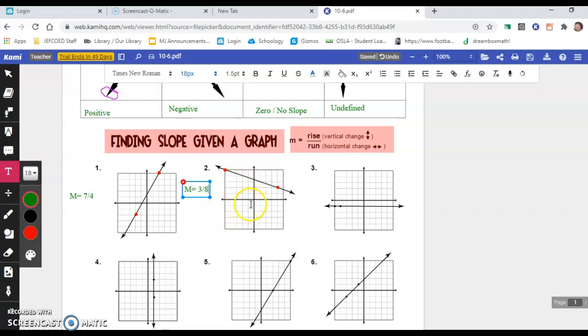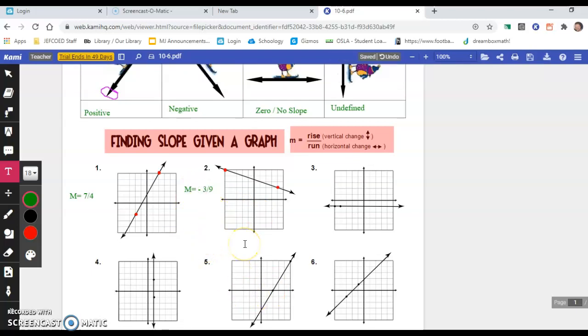Is that 8? 1, 2, 3, 4, 5, 6, 7, 8. That's 9. So 3 over 9, really. Now, looking at this, we still have to determine if it's positive, negative, 0, or undefined. Starting at the leftmost point, what direction is it traveling? It's traveling down, so that makes it a negative slope. Make sure that you put that negative sign right there in front of the slope. That tells us that the whole thing is negative.